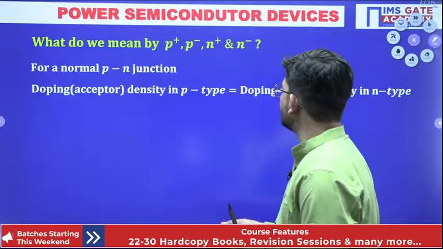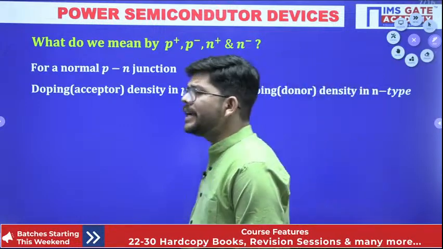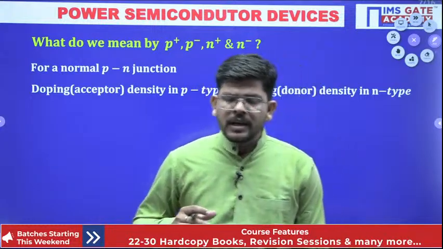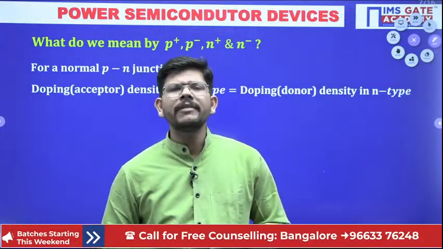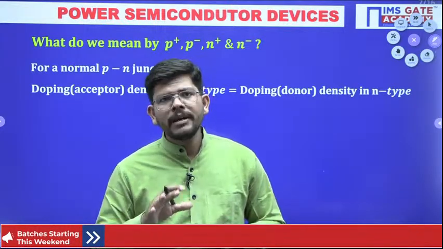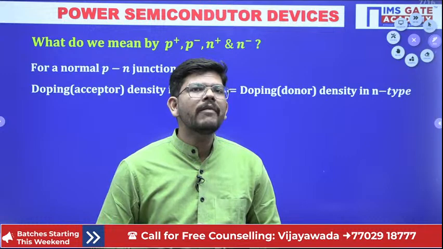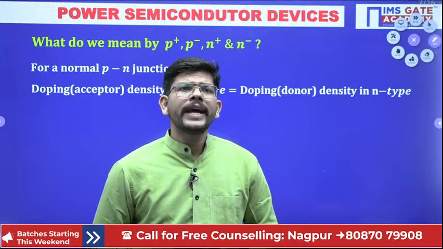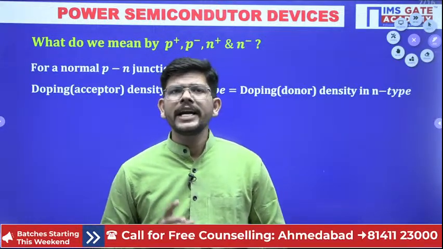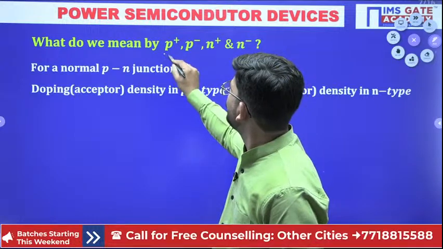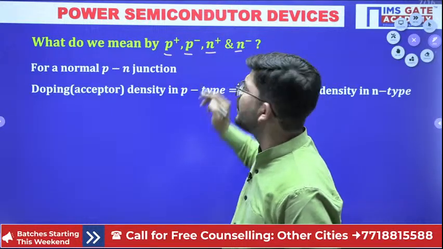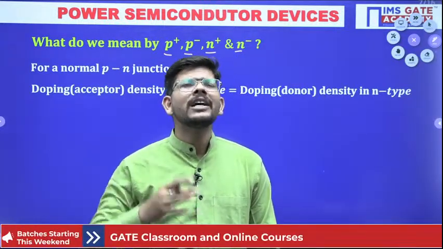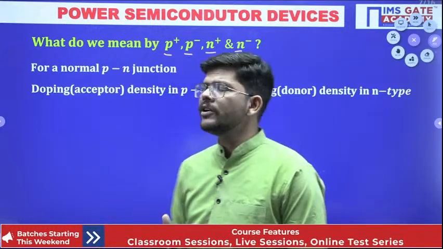Now let me move towards the basic concepts of power semiconductor devices. We have signal devices in which we have a normal configuration, but in power electronics you might be dealing with power devices. Whenever you go through the structure of any power semiconductor device, you might have come across terms like P plus, P minus, N plus and N minus. You might have seen device structures like P plus, P minus, N minus, P plus. What actually does that mean? What is the meaning of this plus and minus?